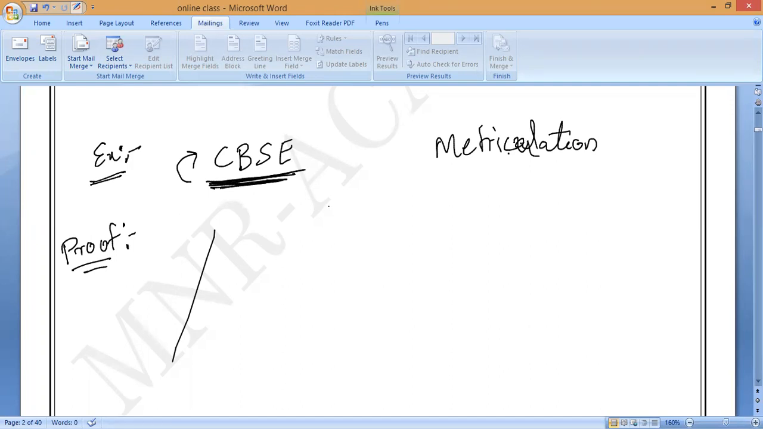Or generally, suppose I am a CBSE student. If I prove that I am not a matriculation student, then automatically what am I? A CBSE student, correct or not? We only have two options, CBSE or matriculation. So if I prove that I am not a matriculation student, then I am a CBSE student, correct or not? Yes, sir. Here we have two chances, correct? Either CBSE or matriculation.